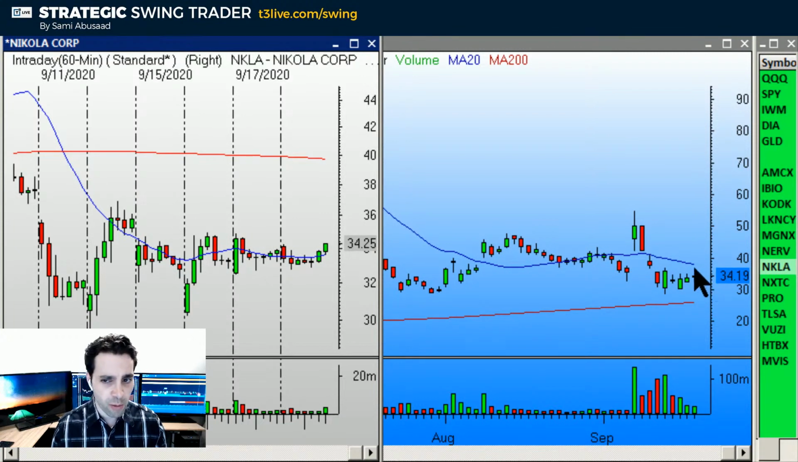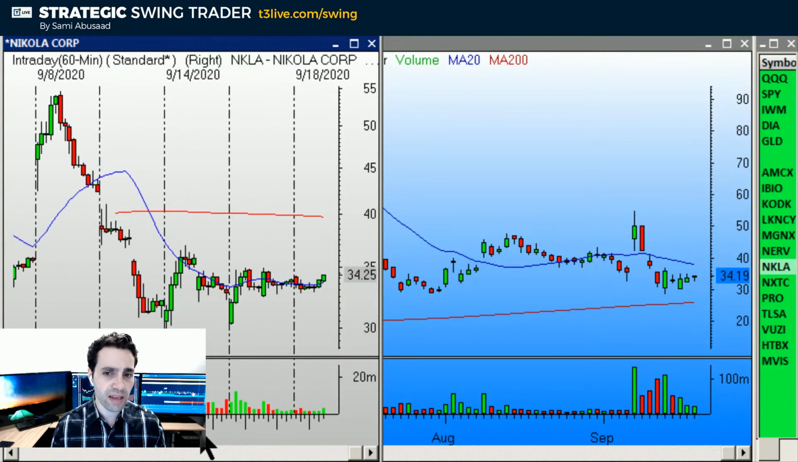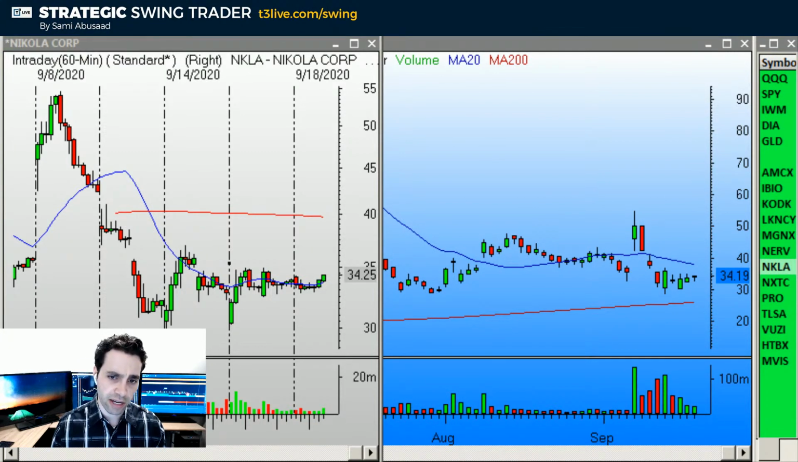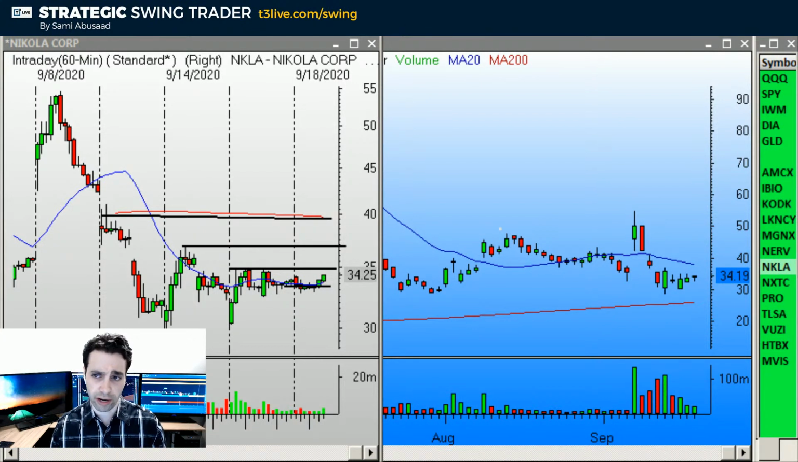If the 20 MA wasn't up above and pointing down, I would try it myself. This is just a cute idea that I like, but it's not one of the 3 that I picked for the newsletter and for my own account. So again, over $35 would be the entry, stop right here, and then there's a little bit of resistance there, but that's not much reward to risk. So I would just target about $40 on the NKLA.